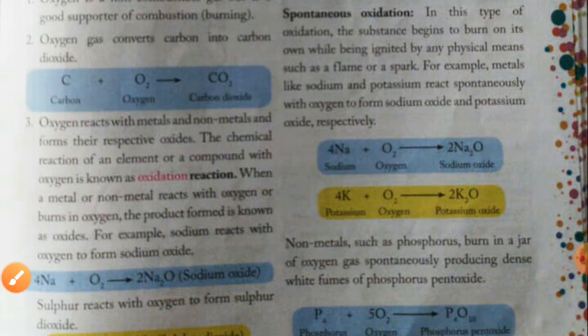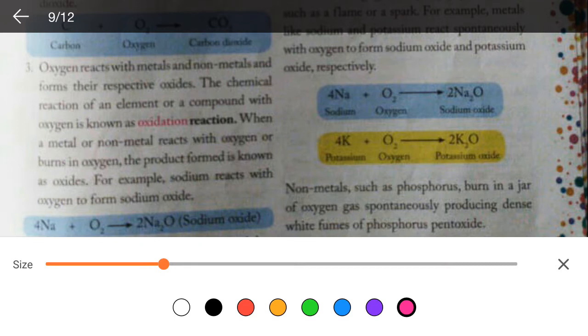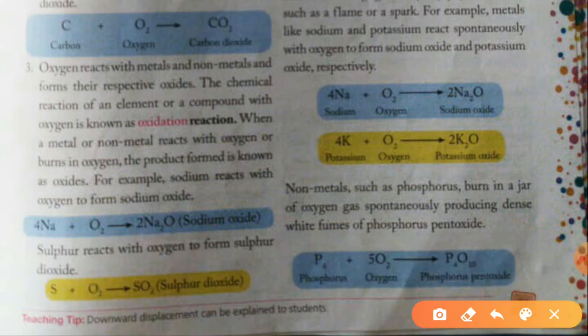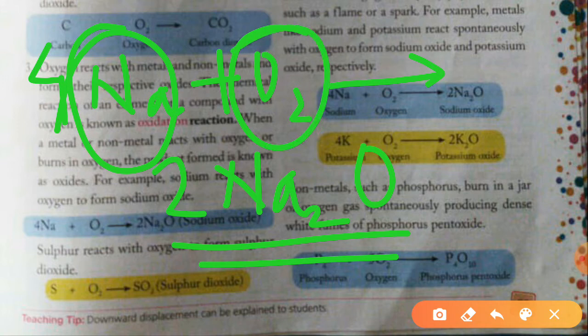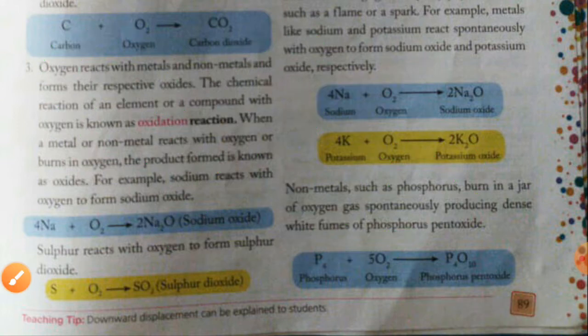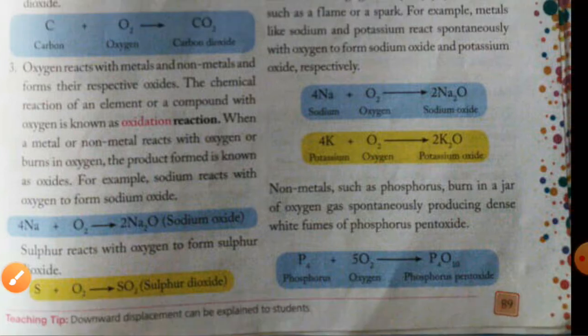Now one more example is given here. 4Na plus O2 gives 2Na2O, which is sodium oxide. Sodium is also a metal, and it reacts with oxygen to form sodium oxide. In this way, when we are talking about an example of a non-metal, you can take one example, that is carbon.